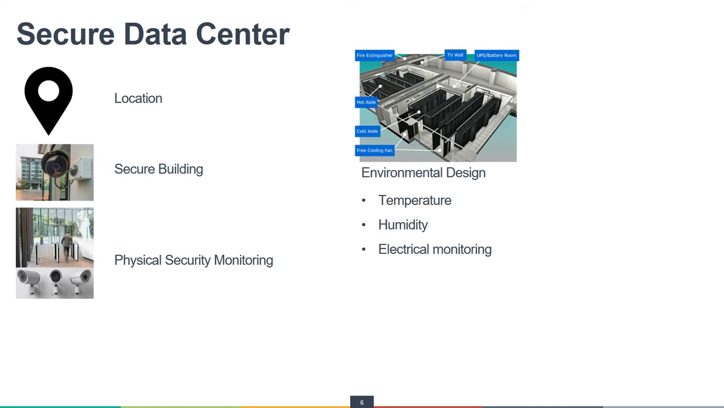Type of perimeter fencing, what kind of fencing is there to protect from any trespassers or any attackers. Type of locks and alarms used on the external and internal doors. Redundant electrical and telecommunication suppliers that we need to consider while designing the secure data center and the secure building. Physical security monitoring: only authorized access to the critical area.